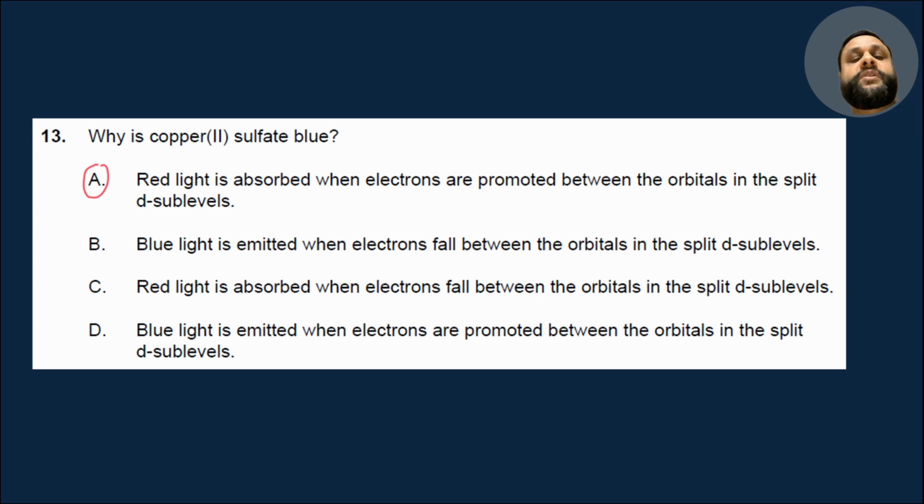Let's go through option B. Blue light is emitted when electrons fall between the orbitals in the split d sublevels. It is not about the electrons falling back. Energy is absorbed and electrons are promoted from low 3d to high 3d, so B is not right. C, red light is absorbed when electrons fall back, nothing to do with the emission. D, blue light is emitted when electrons are promoted, so nothing to do with the emission spectrum either. A is the correct answer, as red is complementary to blue in the color wheel.